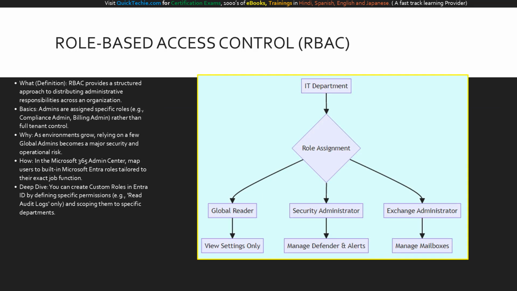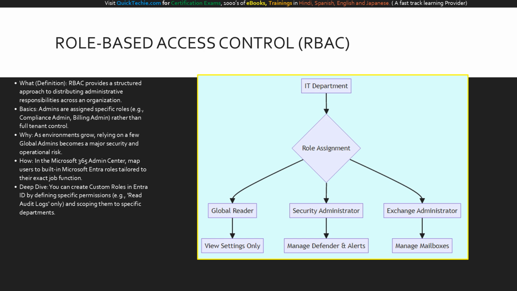Authorization applies to IT administrators just as strictly as it applies to end users. We govern administrative power using role-based access control, or RBAC. RBAC is the practical implementation of least privilege for IT. Rather than giving your helpdesk staff global administrator rights, you give them the helpdesk administrator role, which only authorizes them to reset passwords and troubleshoot login issues.